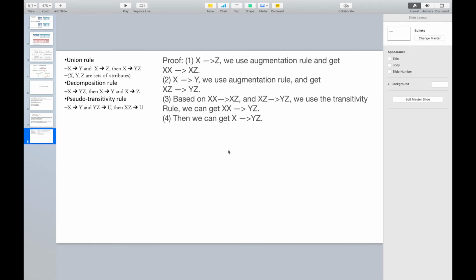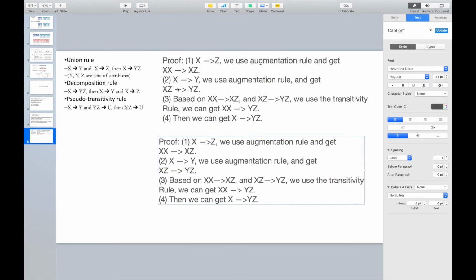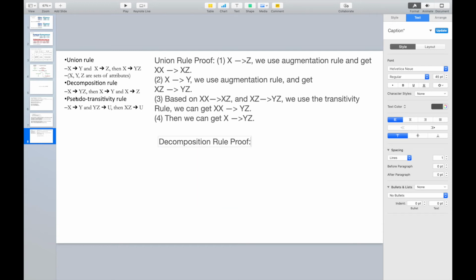So that is the first proof. How about the second one? The second one should be easy to prove. Let me show you how to prove it. The second one is called the decomposition rule. Given X implies YZ, we can get X implies Y and X implies Z. How can we prove it?